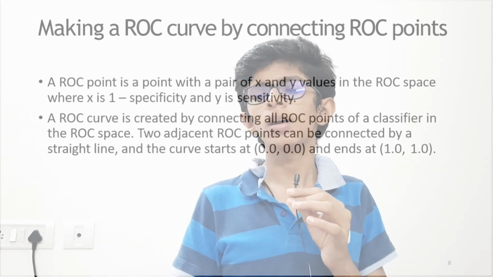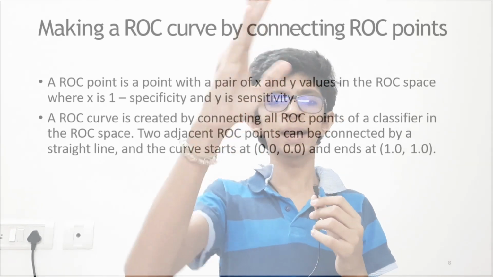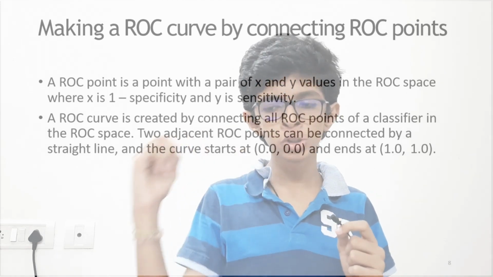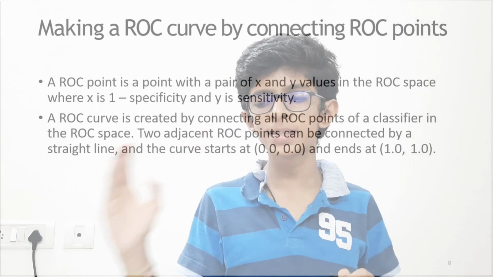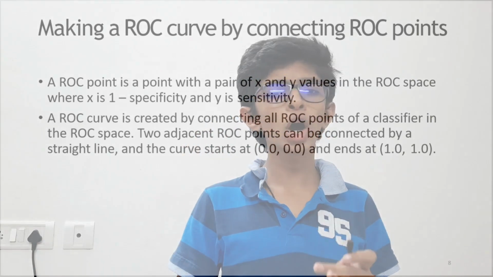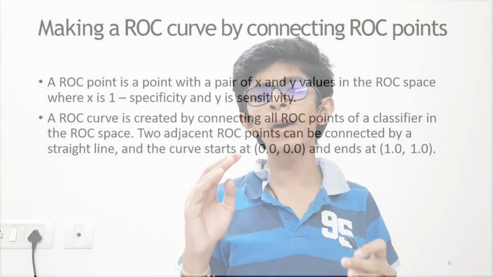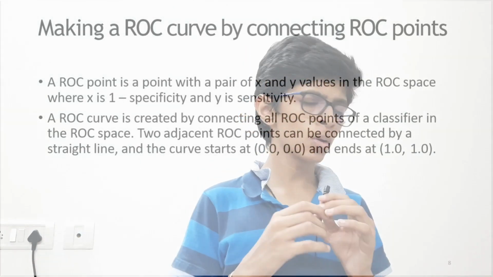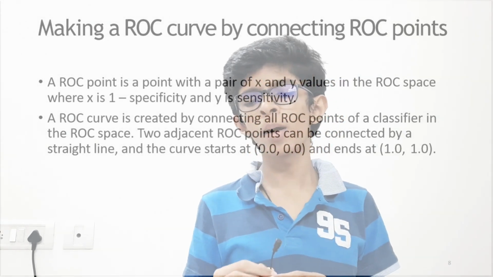Two adjacent ROC points can be connected by a straight line, and the curve starts at (0.0, 0.0) and ends at (1.0, 1.0). Actually, these are x and y values. At the starting point, the x and y values are 0.0, 0.0, and at the end point, the x and y values are 1.0, 1.0.